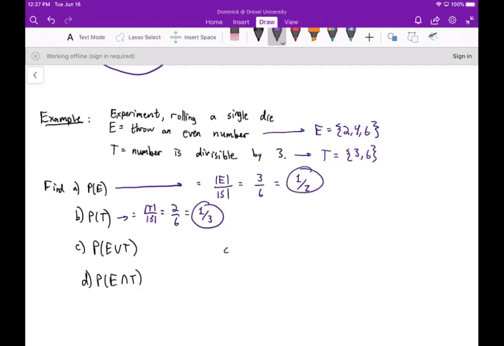Now for part C, we want the probability of E union T, right? So E union T is that it's even or divisible by 3. So first of all, E union T would be 2, 3, 4, and 6, right? So the probability of E union T would be 4 over 6, or 2/3.